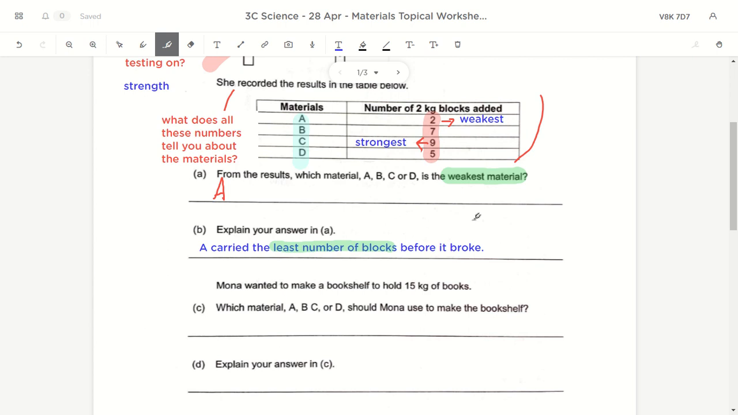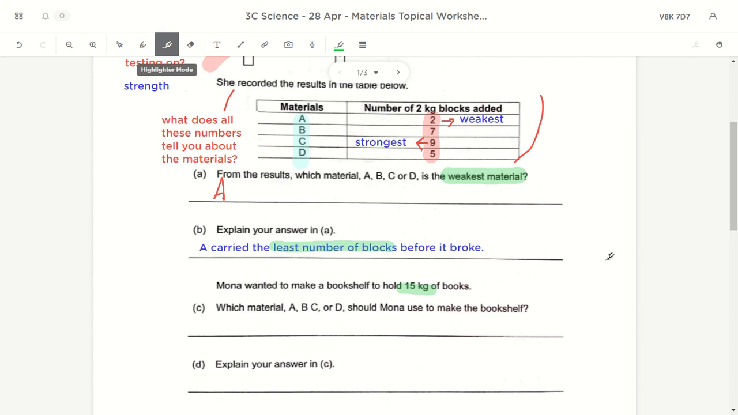Don't just tell me the raw number here. Don't tell me that A can only carry 2 blocks. So what? But A carried the least number of blocks before it broke. That is what makes it the weakest. On the other hand, I want to make a bookshelf that can hold 15 kg. So there's a mass, there's a weight that I need to hold. There's a mass that I need to be able to hold up before the bookshelf breaks.